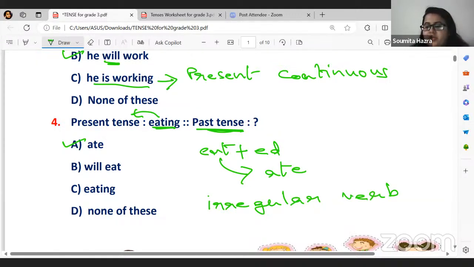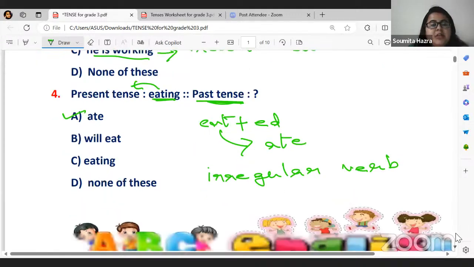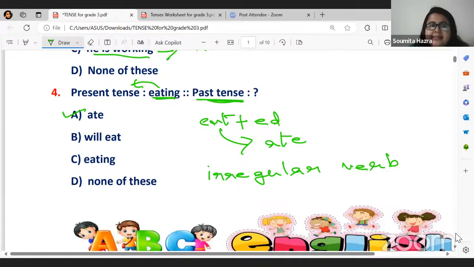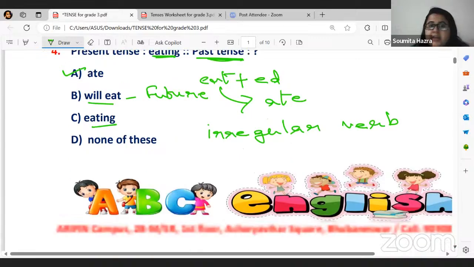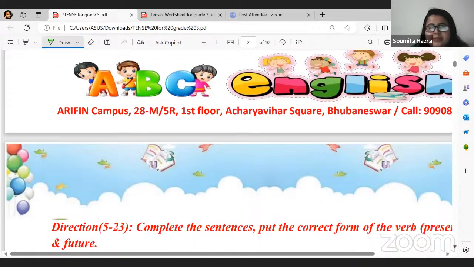Okay, let's jump into the next one. So, ate is in past tense. We'll eat is written in future tense. And eating, again, is present tense. It is actually a continuous one. It is present or past, that depends on the helping verb that is used before it.